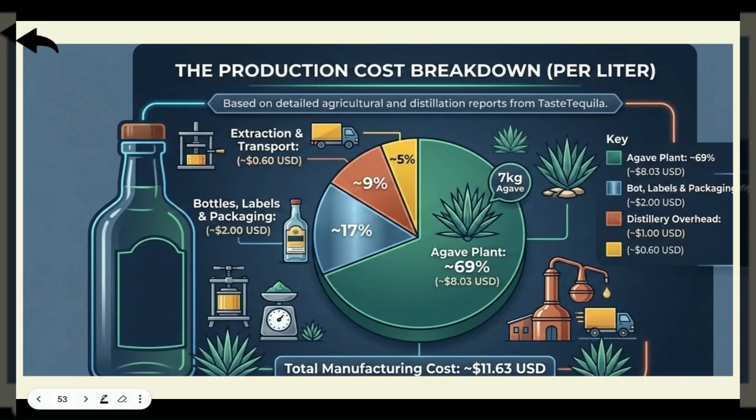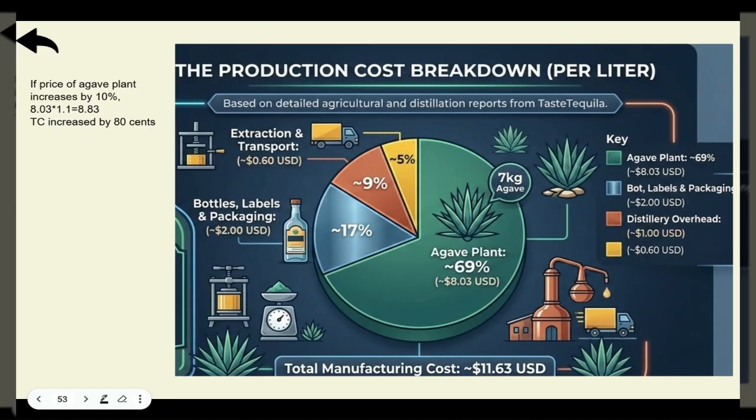This pie chart shows the cost breakdown of producing a bottle of tequila. Note that agave actually made up the largest share of cost of production because tequila is produced by fermenting agave juice. Remaining cost includes bottles, labels, packaging, and extraction process. For agave, if the price of agave increases by 10%, the cost to the producers will increase from $8 to about $8.83. And therefore, total cost increased by 80 cents.